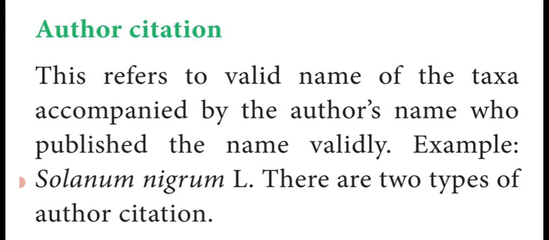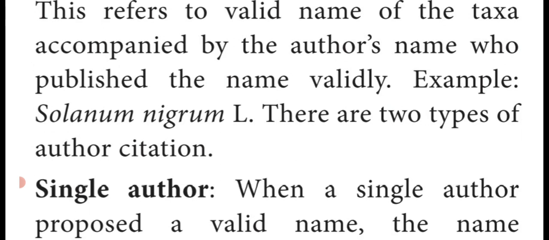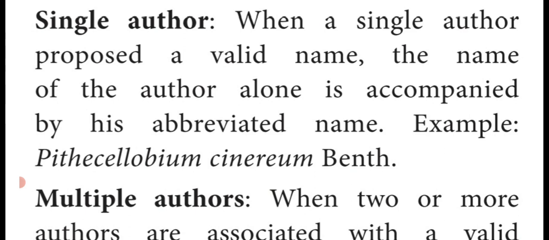Dear students, the author citation refers to the valid name of the taxa accompanied by the name of the author who published the name validly. Example, Solanum nigrum L. Solanum nigrum is the binomial name of Manathakali. The entire description of Solanum nigrum was given by the scientist Carolus Linnaeus. So, after the end of the specific epithet, Solanum is the genus name, nigrum is the specific epithet, followed by the scientist name L. That is said to be author citation. It is divided into two types. One is the single author. That means the entire description of a plant is given by only one author. That is said to be single author citation.